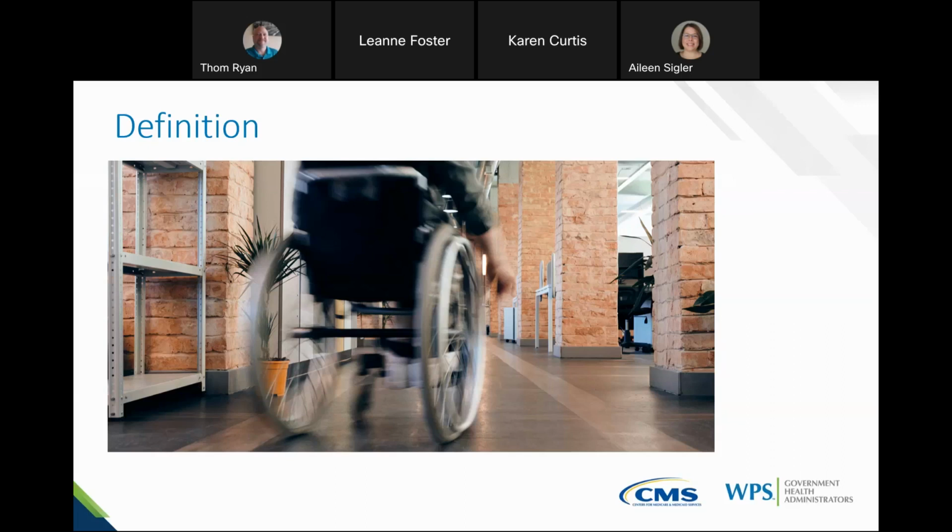So who writes these codes? This is not written by the Centers for Medicare and Medicaid Services. It's actually written by the Uniform Billing Committee. These are available on their website.